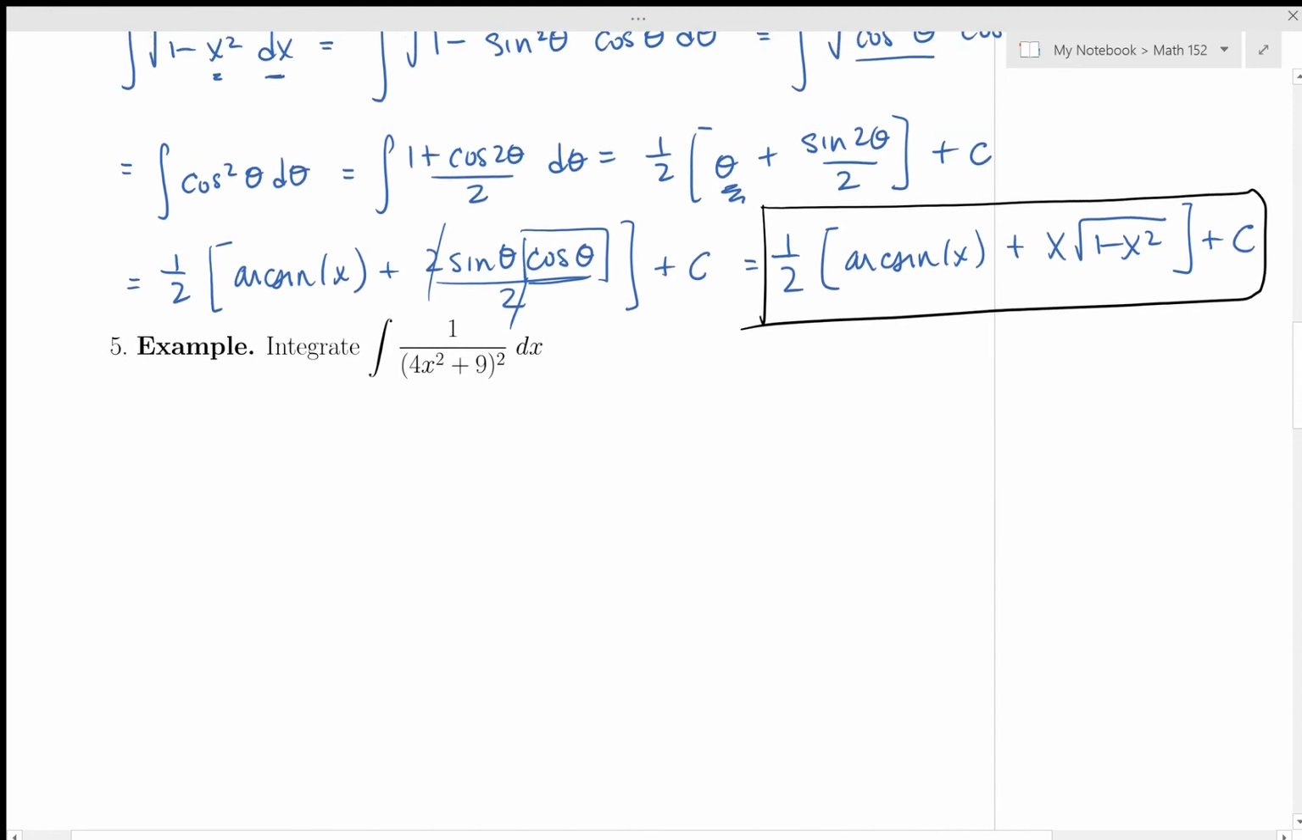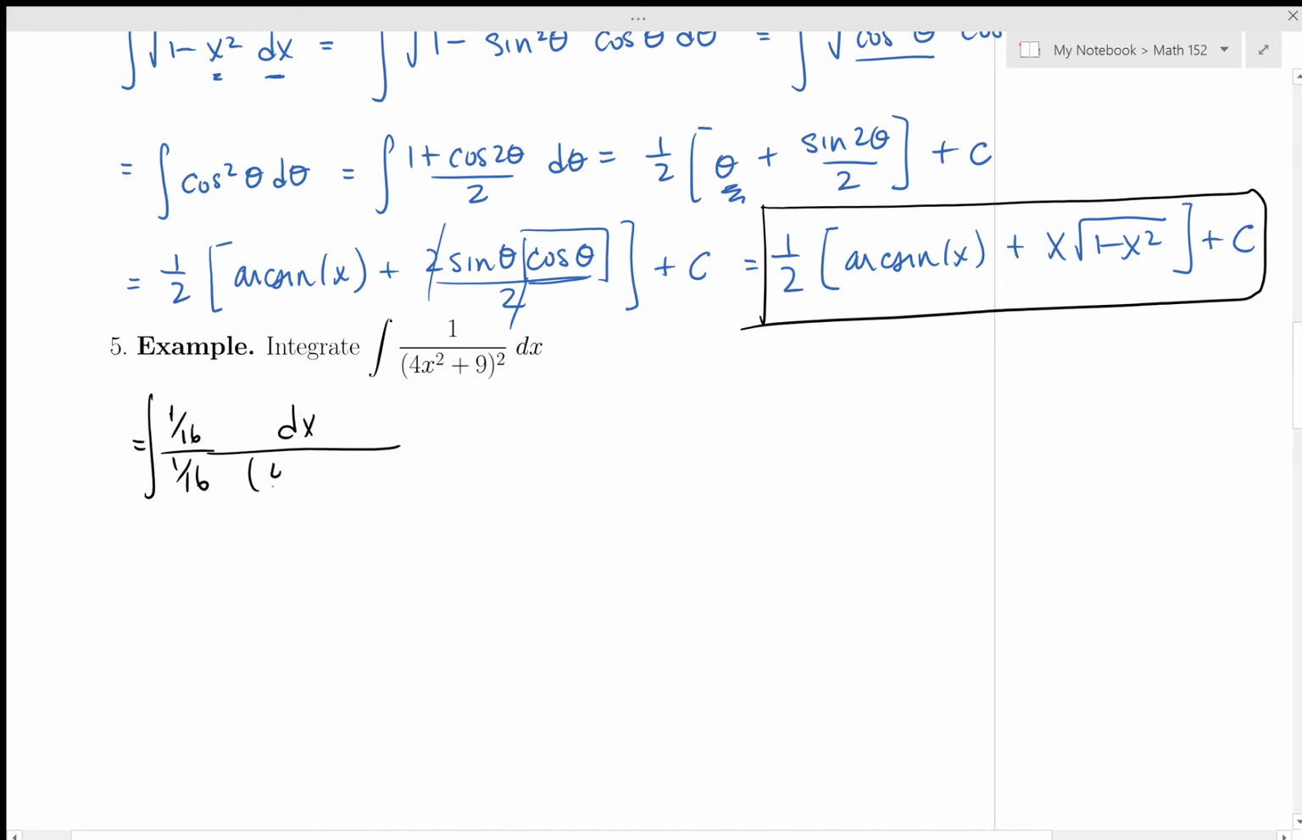Okay, let's look at a slightly more complicated example where you have to maneuver a little bit to get it into the form that you need to use one of those three things in the table above. Okay, so I am going to take this and I am going to multiply top and bottom by 1/16. So I'm just going to have that inside the integral sign there. And we'll see in a sec, I hope, why that is the case.